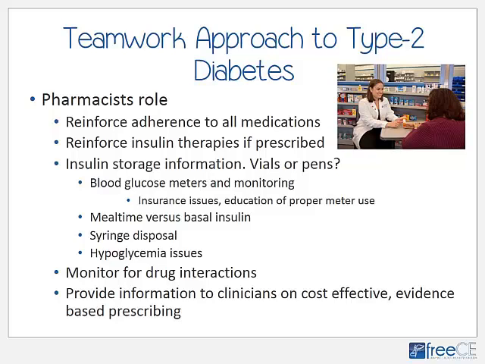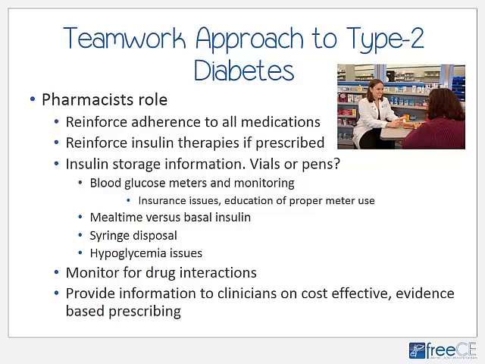Reinforcing the insulin therapies if prescribed. Insulin storage information is always a big question, and patients just are clueless with this. Very frequently, they don't realize they can take that pen that's in use and they don't have to refrigerate it. A lot of people will say, well, I want to go to a ball game. Do I have to take a little cooler with my insulin in it? It's a very big weakness is the storage of insulin.